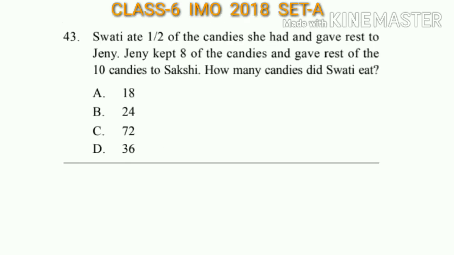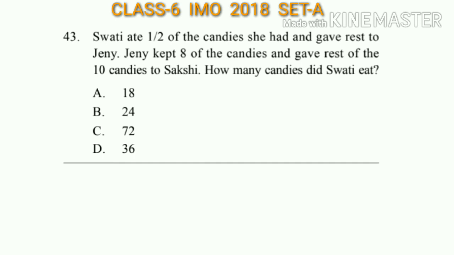Question number 43. Swati ate half of the candies she had and gave rest to Jenny. Jenny kept 8 of the candies and gave rest of the 10 candies to Saxi. How many candies did Swati eat?